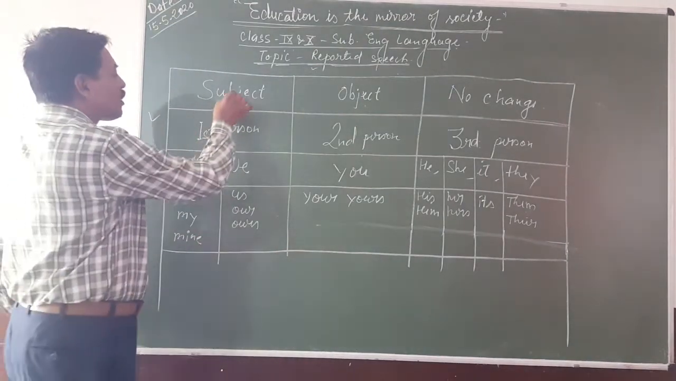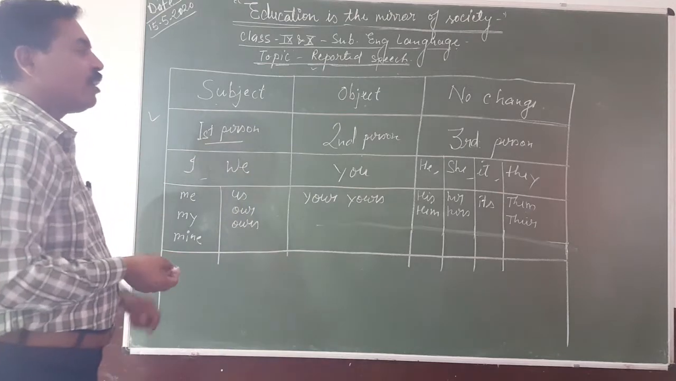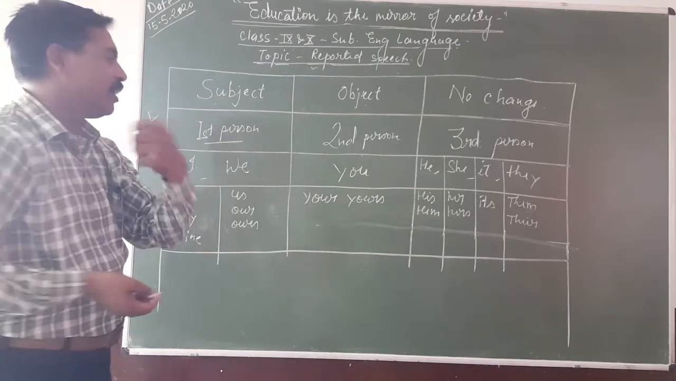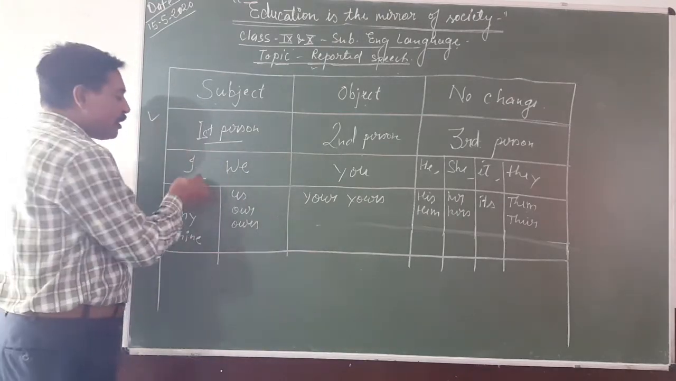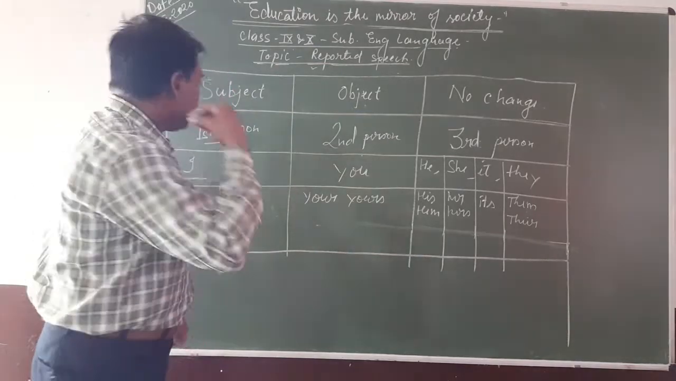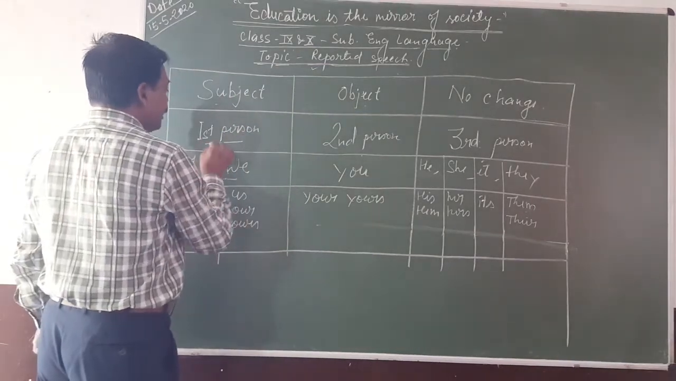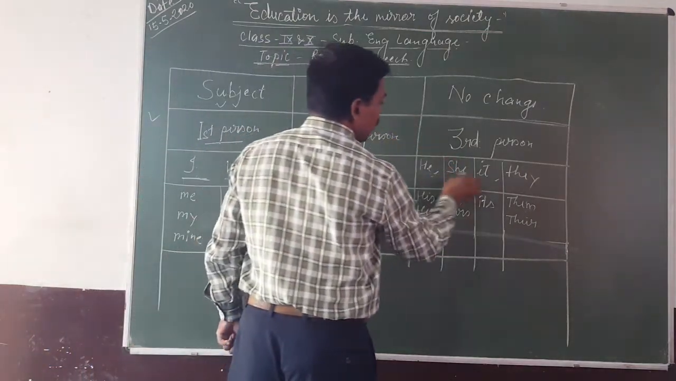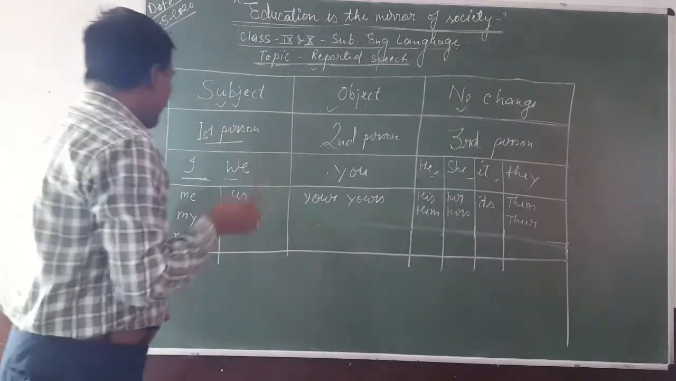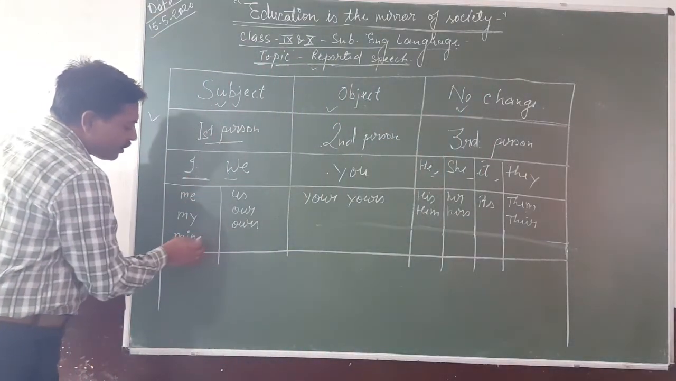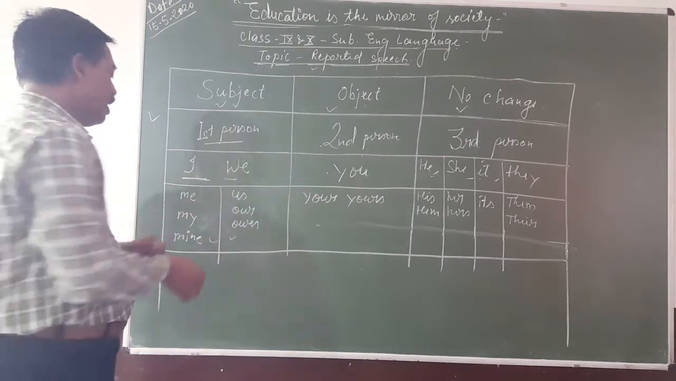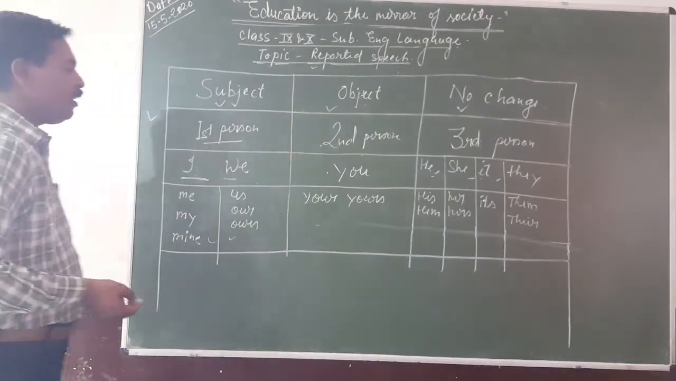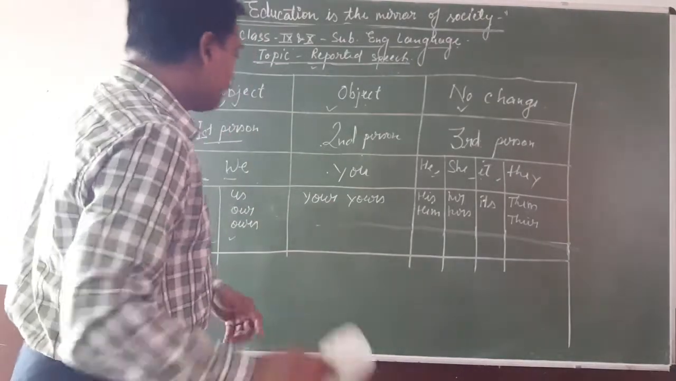As first person pronouns, according to the rule, I and we change according to the reporting verb's subject. So see, if in reported speech I and we pronouns are given, then change them according to the reporting verb's subject. You changes according to the object. Rest of all third person, no change. And here are given the objective forms of these pronouns, as my, mine, your, yours. Okay? Now see examples.